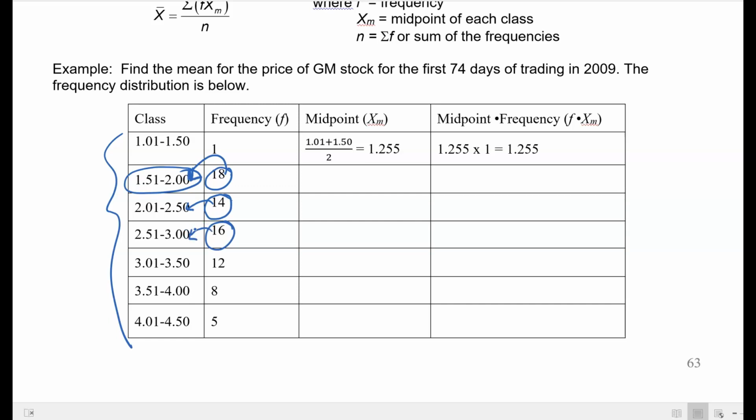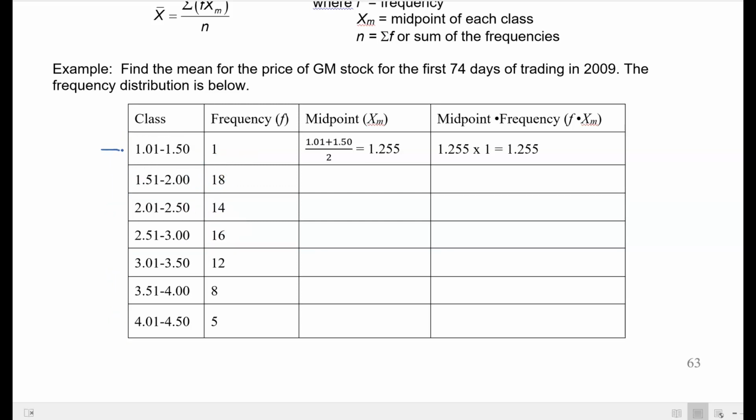The problem is we don't know the actual numbers of each individual stock. Sure, we know that there are 18 in that range, but we could have all 18 at $2, or we could have 18 stocks at $1.52, or they could all be different numbers. We don't know, we just know they're in their range. So what we're going to do is make an educated guess, and the best way to do that is to take what's called the midpoint of each class.